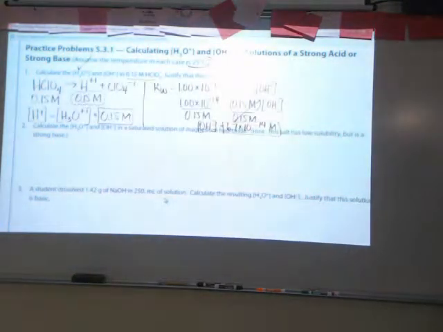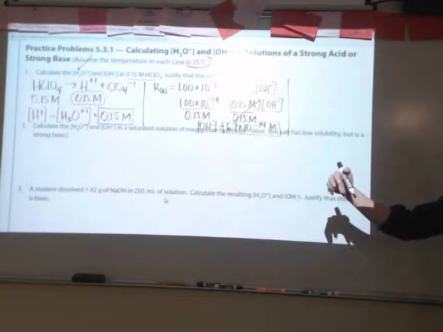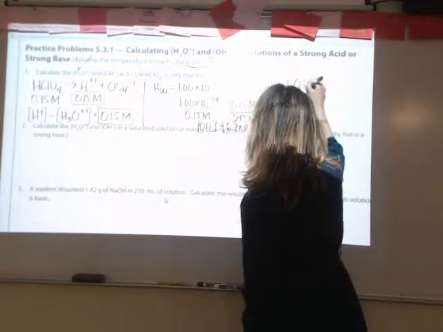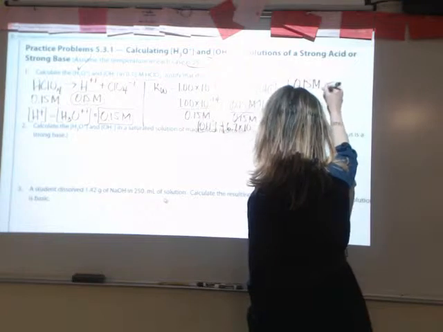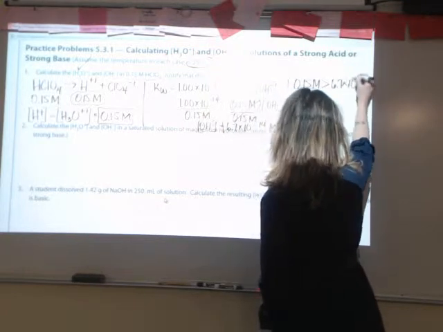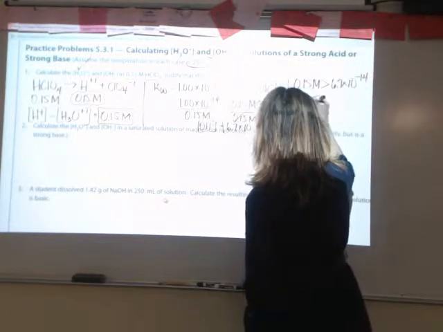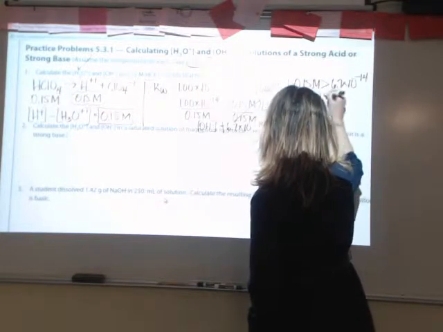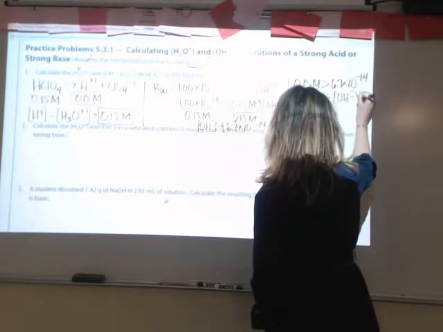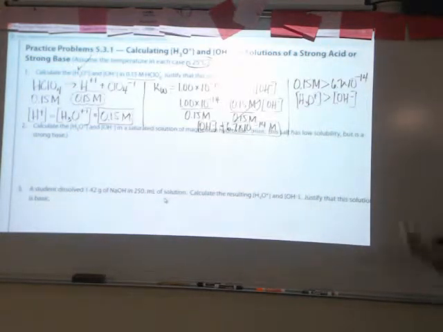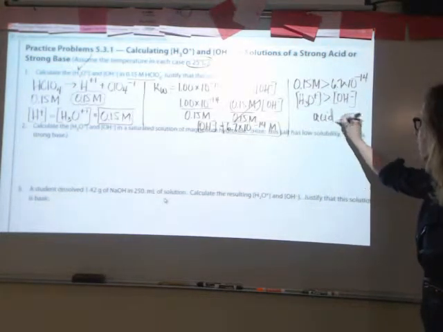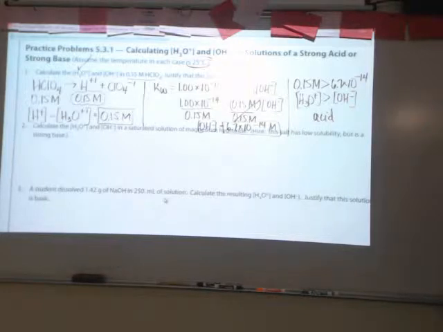Okay? Is it that bad? No. And if I had to justify that this solution was acidic, you want to look at the concentrations and just compare them. Your hydrogen or hydronium ion should be higher than the other one. And it is. 0.15 molarity is a lot bigger than 6.7 times 10 to the negative 14. So that's telling you that your hydronium ion concentration is bigger than your hydroxide ion concentration, which means this is definitely an acid. Does that make sense?